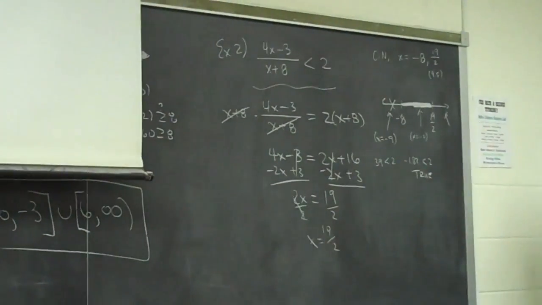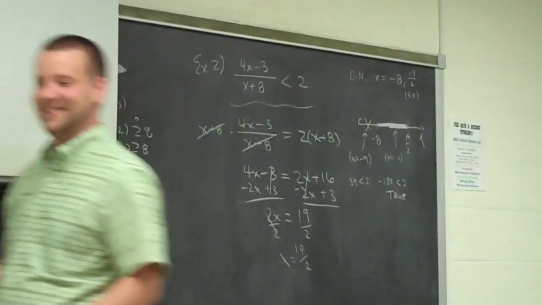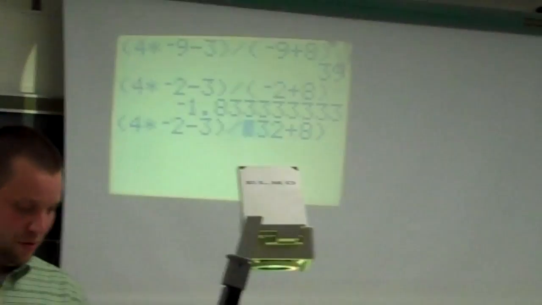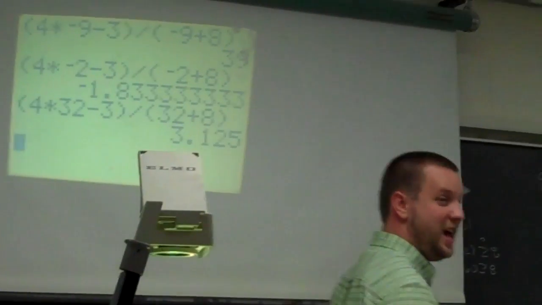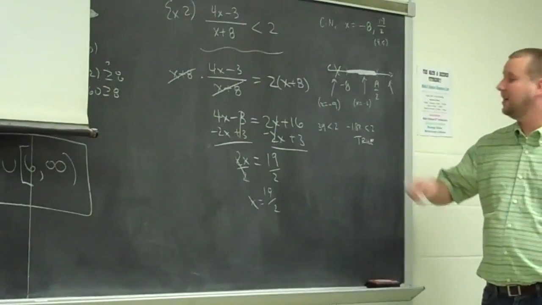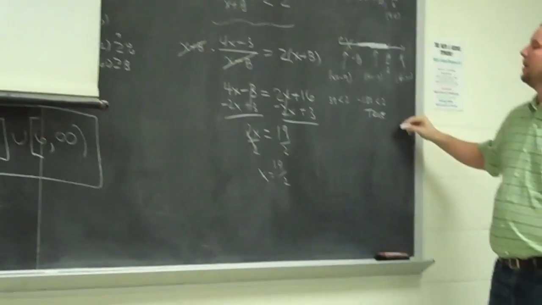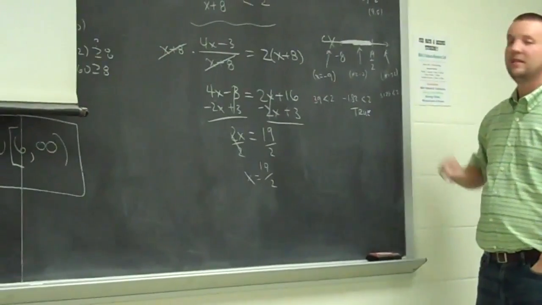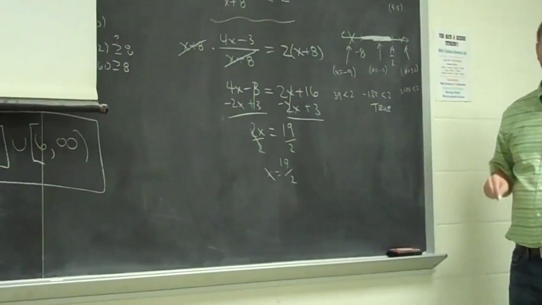Lastly, we pick anything bigger than 9.5. 32. I like where you're at there, Sam. So we change this to a 32, and I change this to a 32. It wasn't a home run, like some of you might have been expecting. If I plug in x equals 32, I get 3.125. But is 3.125 less than 2? No, not really. So that didn't work.